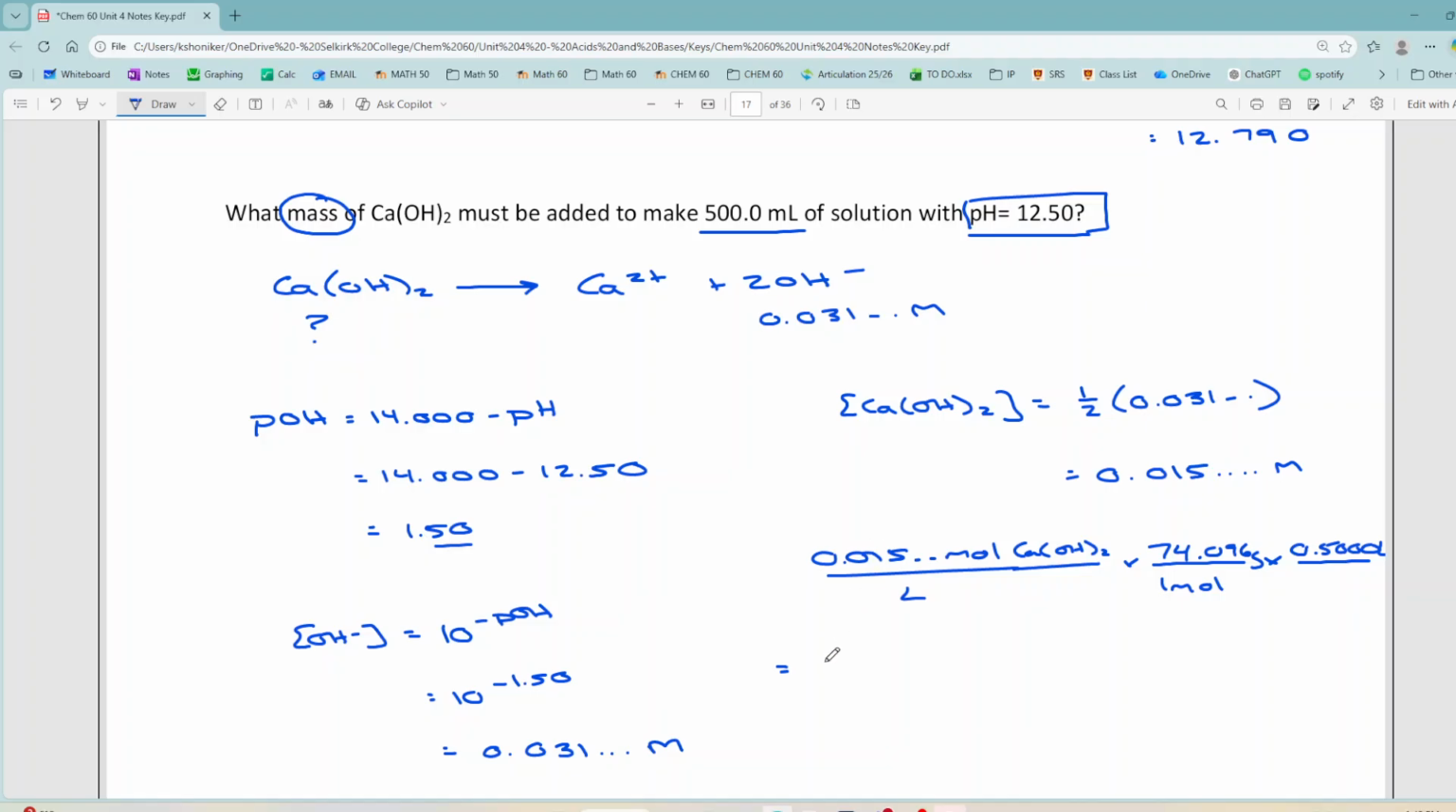And I end up with the mass, which, where were we at? We were at 2 sig figs. So the mass would be 0.59 grams of calcium hydroxide. All right, hopefully that felt pretty smooth for you. And that is the end of 4.12.